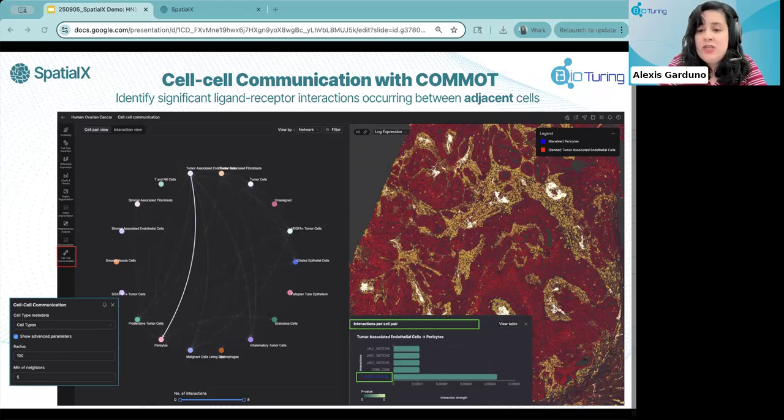So that's a really important feature, especially if you're trying to look at how CD8 T cells or TCR clonality relate to how far those cells are from the tumor.